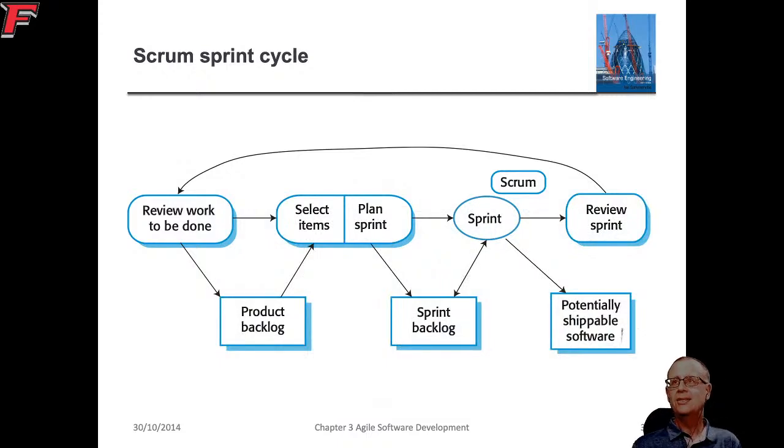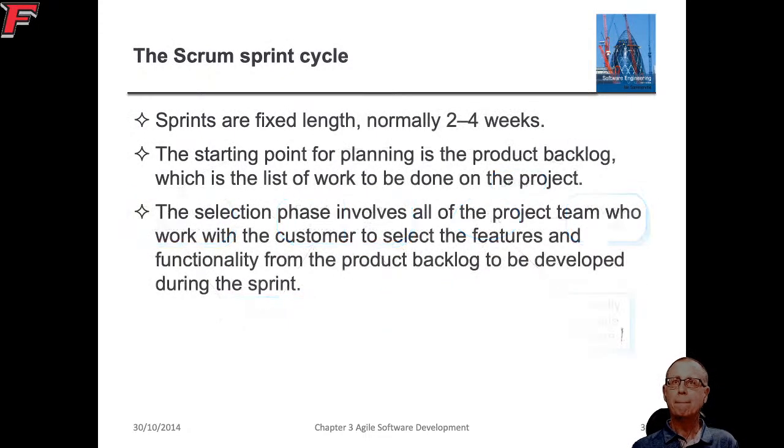Okay, and this is roughly how things work. You review the work to be done, which may change the product backlog. You select the items from the product backlog that are going to be done. You plan the sprint. You put those product backlog items into the sprint backlog. You do the sprint. You review the sprint, and at the end of the sprint, you have a potentially shippable piece of software. And I've already talked mostly about that.